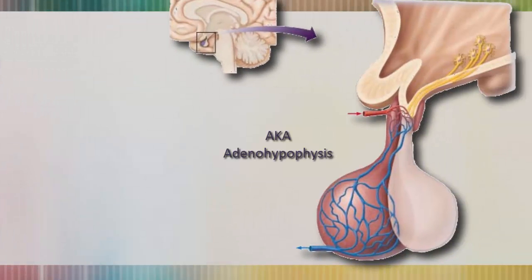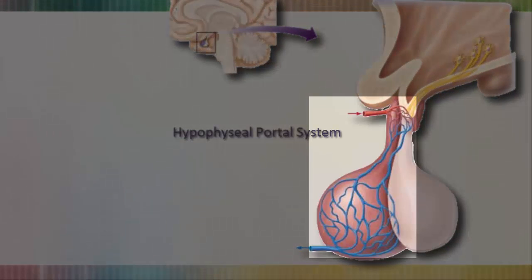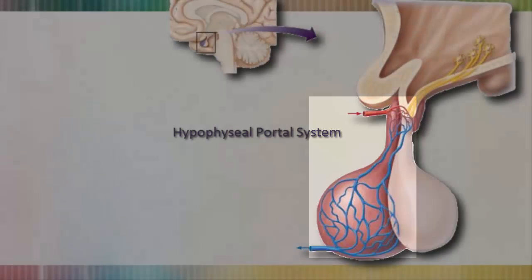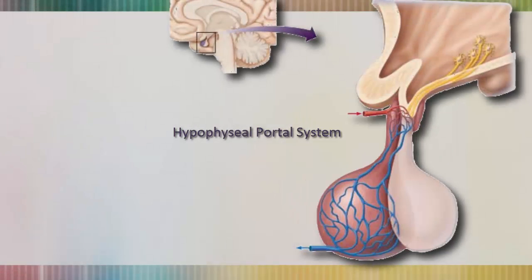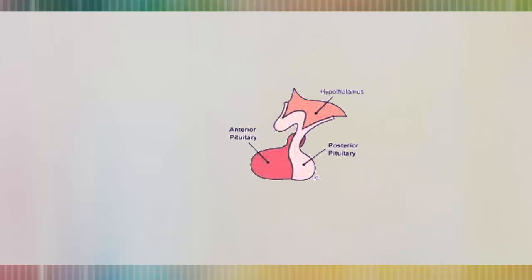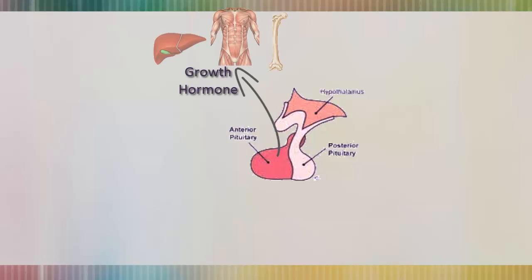The anterior pituitary is connected to the hypothalamus through a circulatory portal system called the hypophyseal portal system. The hypothalamic regulatory hormones will travel through this portal system to the anterior pituitary, either stimulating or inhibiting the release of anterior pituitary hormones. Let's take a look now at the pituitary hormones and their target organs. And that'll be it for this video.